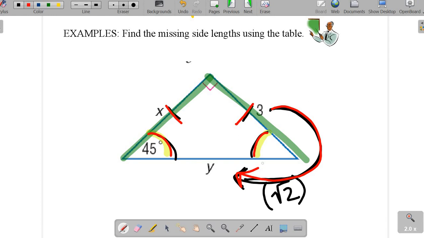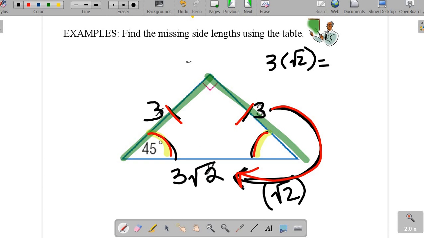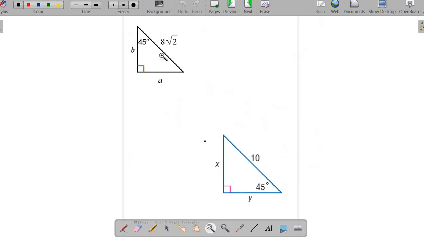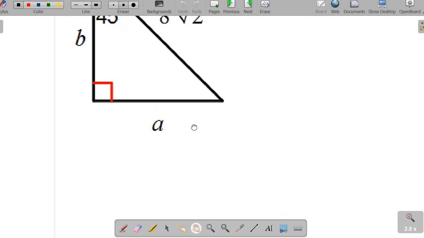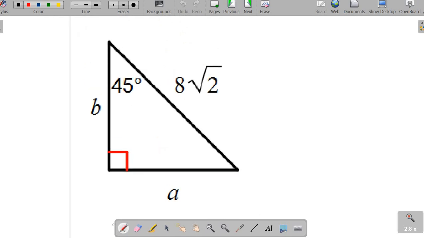So in this case, watch carefully. If this leg is 3, guess what this one is? 3. And then we do 3 times root 2, and that gets us, shocking, 3 root 2. Look how hard that is. Ready? We're going to do 2 more. Watch how I mark it. It's very important. Learn to chant and mark at the same time. I'll do it very slow, and then I'll pick it up.